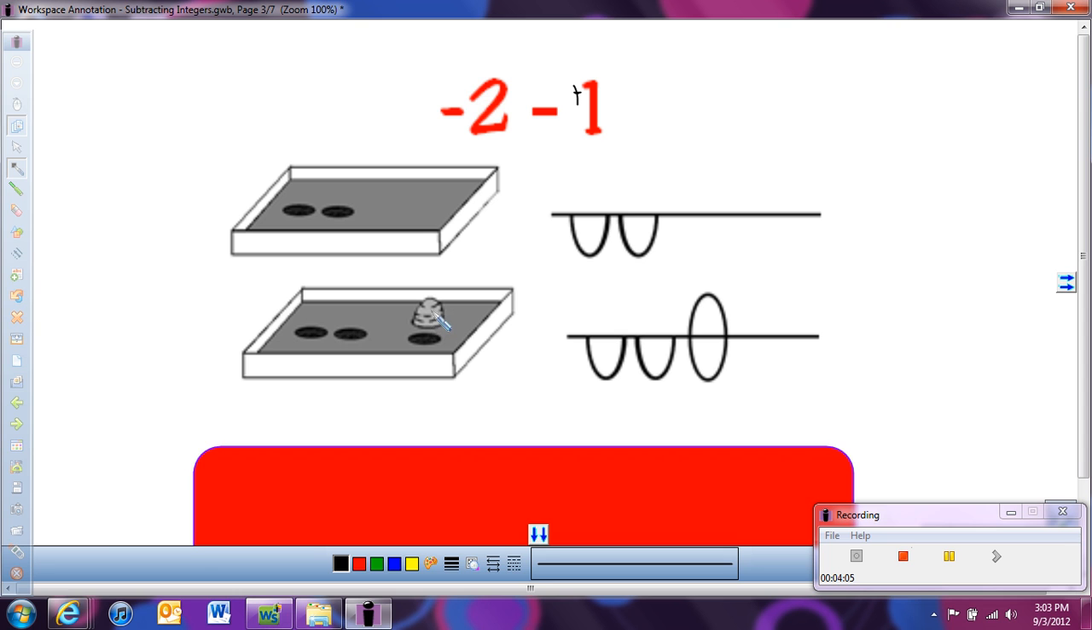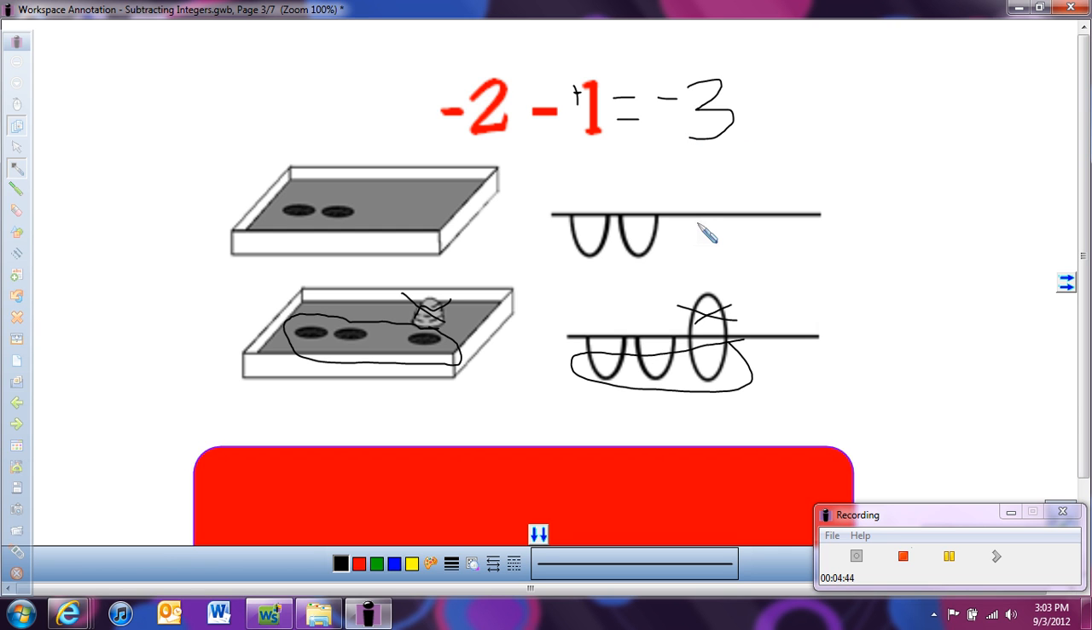So here's what we did. We added 1 hill, but we also added a hole to cancel each other out. Now we can actually solve the problem and take away 1 hill. So here's my 1 hill. I'll take it away, and now we can see that we're left with 3 holes. Same thing over here. We can take away 1 hill and see that we're left with 3 holes. So -2 minus 1 equals -3.